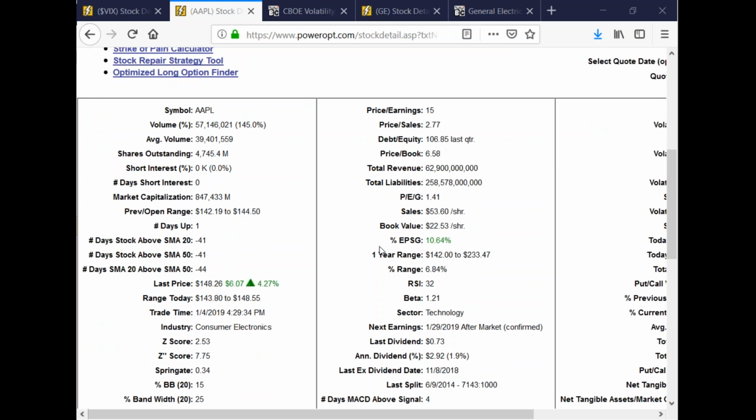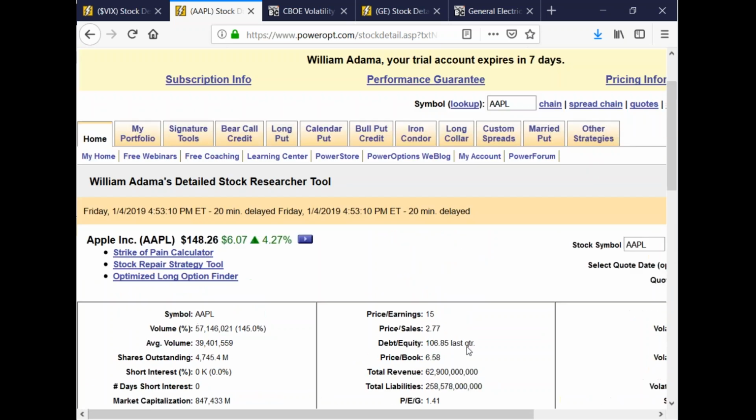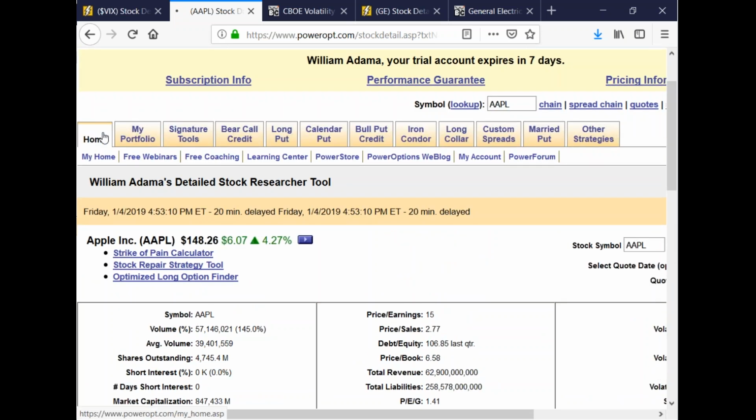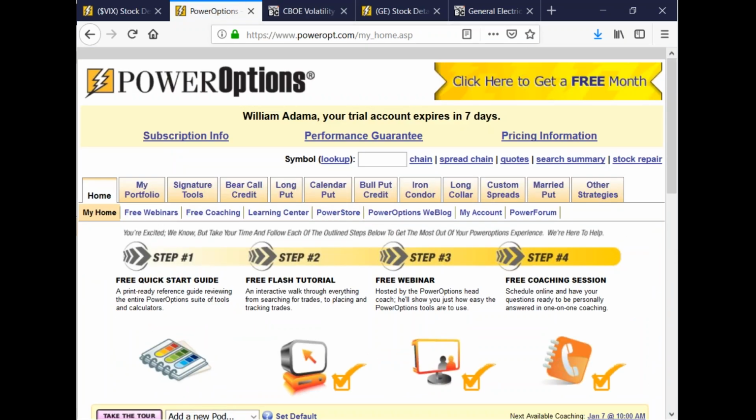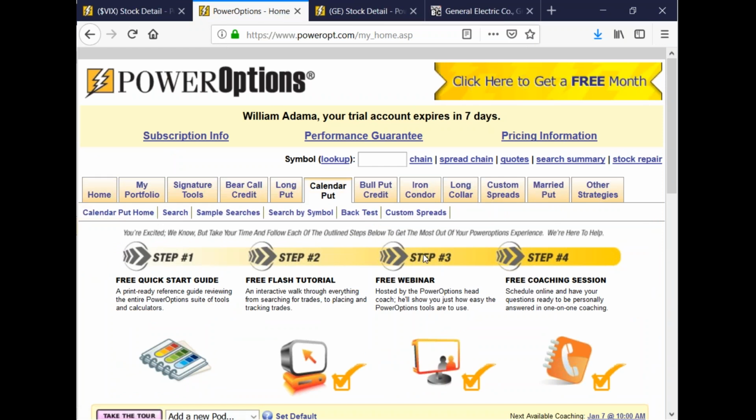A little bit threatened, but not a lot. And then, of course, their earnings are coming up, as we talked about, right around GE's time on the 29th after the market. GE, I think we saw, was the 31st before the market. So we're getting back into earnings season here.